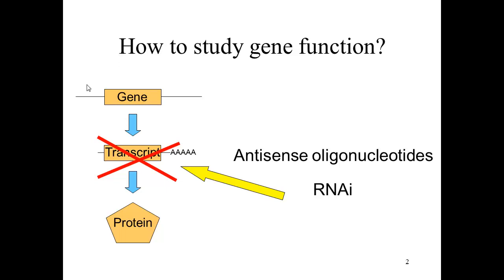So we've learned how to manipulate genomes at the DNA level using recombinant DNA, so we can influence the outcomes of cellular behavior that way. Now we're focusing on two methods, again antisense and RNAi, that are going to influence the RNA, that are going to interfere with the RNA's ability to make protein.